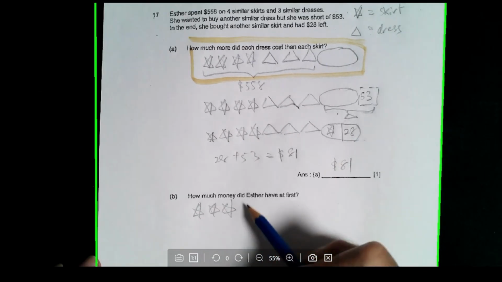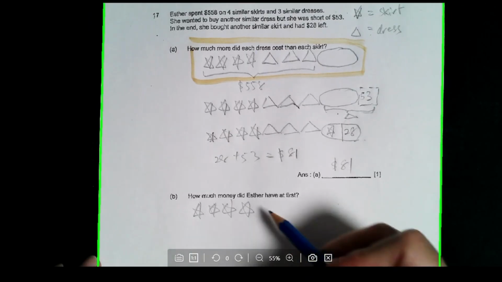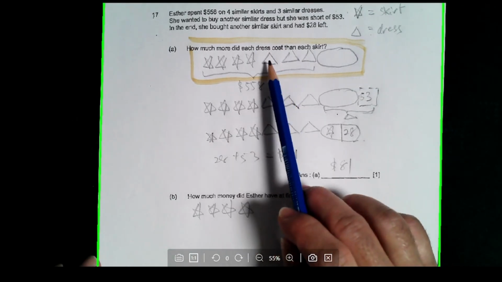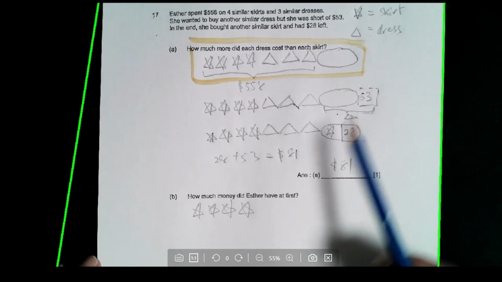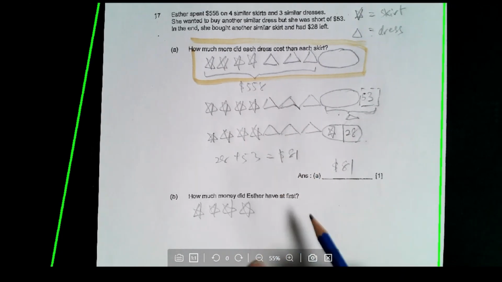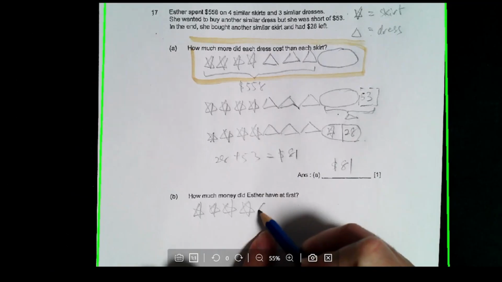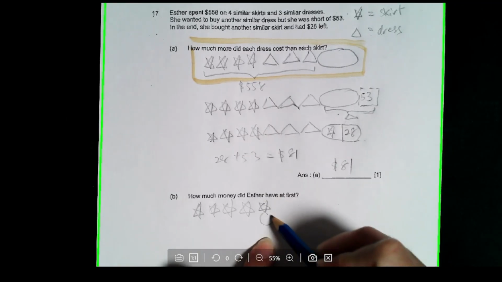Okay, so why do we put this into a model? I'm going to convert, okay? Remember, the triangle is a star plus 81. So I'm just going to redraw the triangles. That's a star plus, and a triangle is 81.